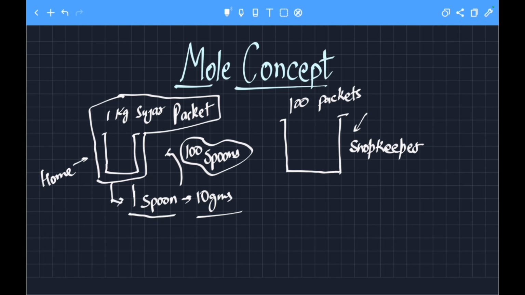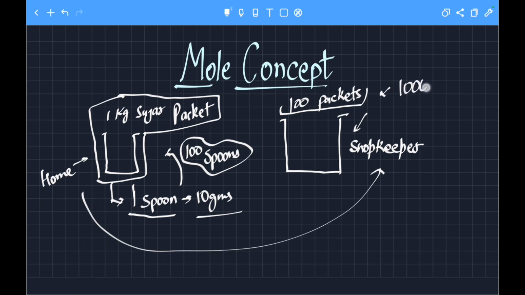But the question is, whenever you go to a shopkeeper, do you say, I want 100 spoons of sugar? No, you don't, because that is a very inconvenient way of saying I want 1 kg of sugar. It is very easy to say I want 1 kg of sugar. 100 spoons of sugar बोलने का कोई सेंस नहीं बनता. In fact, shopkeepers themselves buy in packets of 100. मतलब 100 packets will have roughly 10,000 spoons of sugar. But whenever they go to a dealer, they don't say, hey dealer, I want 10,000 spoons of sugar. They don't say such things. They instead say, I want 100 packets of sugar.